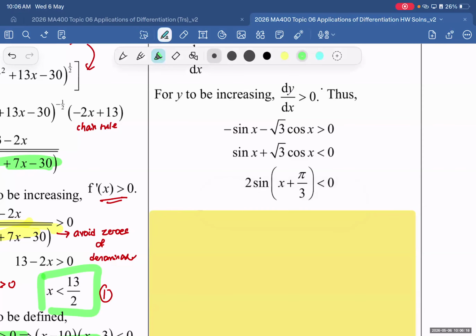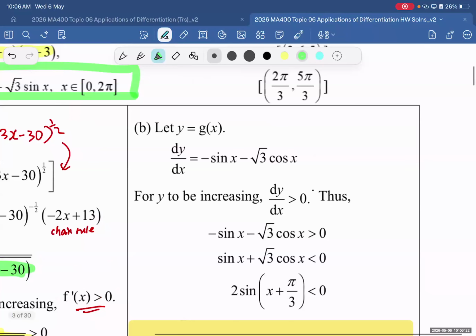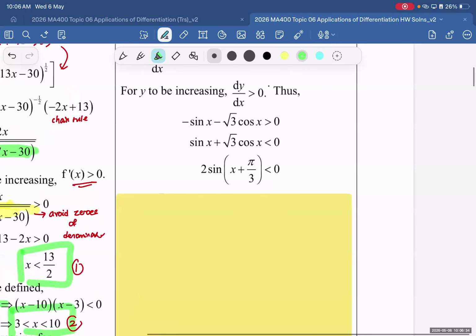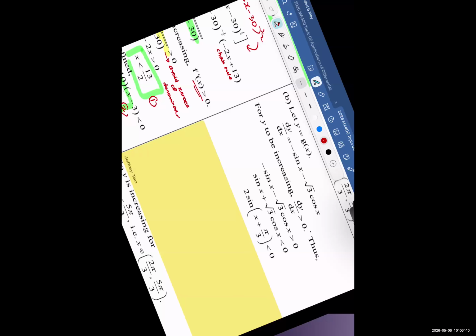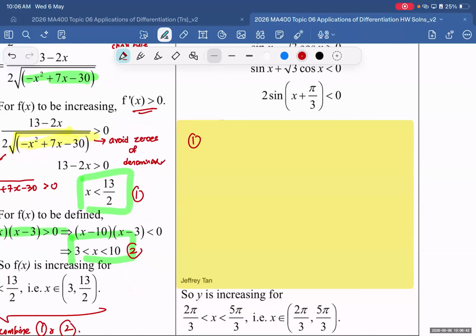So of course, being the guy who's very timid, I will use the R formula. Okay, then what do I do next? Then I consider solving the equation. Number one, I consider f(x) equals 0. Consider 2 sine of x plus pi over 3 equals 0. And what will I get?